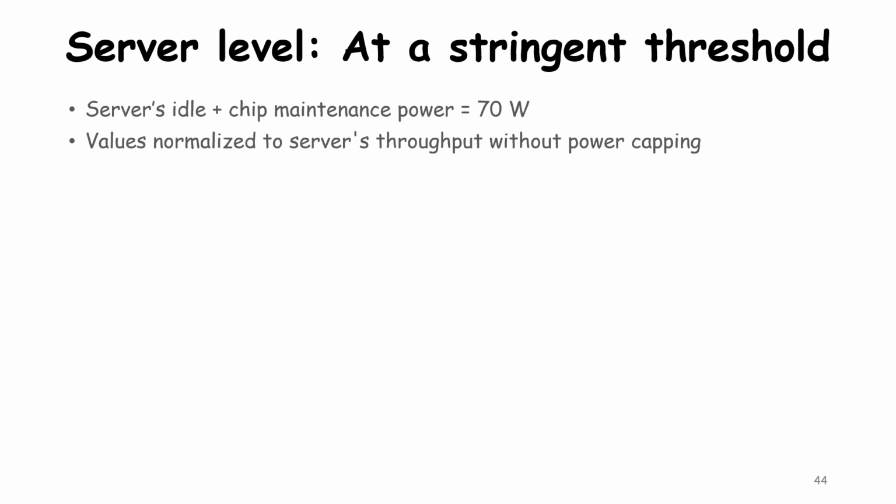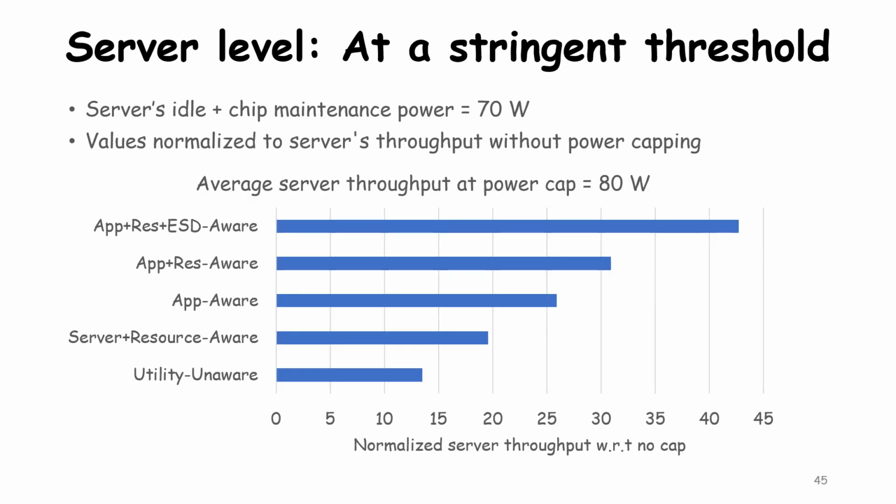We next study the performance at a stringent capping threshold of 80 watts, which barely provides 10 watts over idle and chip maintenance power in our servers. This is around 60% of the server's peak power draw of 130 watts. Even in this setup, we use utility-unaware and server plus resource-aware policies as our baseline. These baselines provide less than 20% of the throughput of the uncapped server at a power capping limit of 80 watts. Adding app and resource awareness further increases this throughput to 30% with respect to the throughput of the uncapped server.